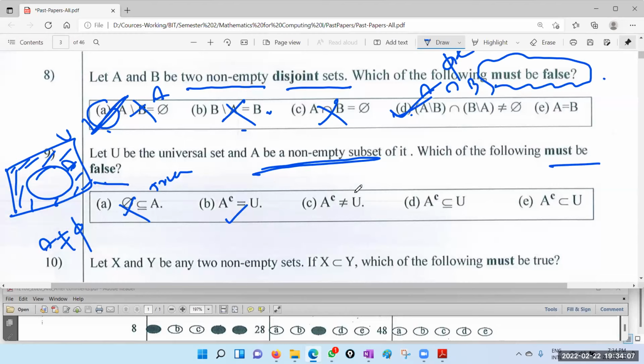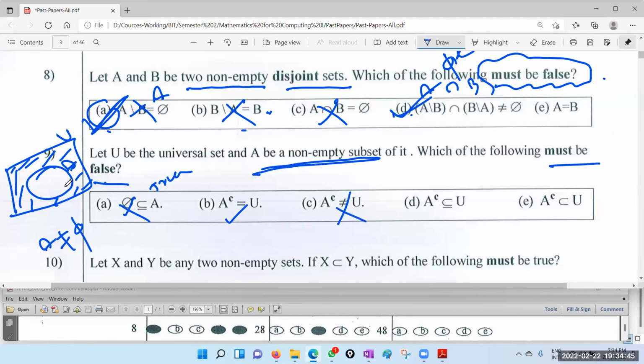Right. A complement is not equal to U. So A complement or A bar cannot be U because A bar is something less than U. Yes, definitely A complement is not equal to U, because A complement is something less than U. So therefore this must be true. What we need is must be false. So therefore this is not the answer.